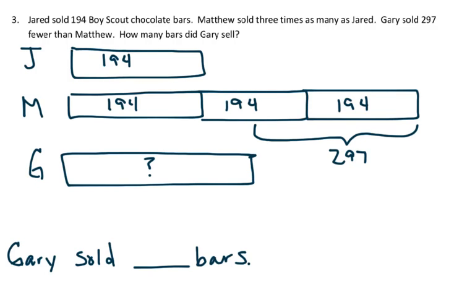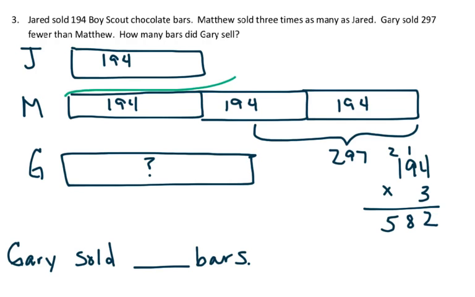So in order to solve this problem, the first thing we're going to need to do is we're going to have to figure out how many Matthew sold. So Matthew was 194, and we're going to multiply it by 3, okay, because it was 3 times as many as Jared. And so that's 582. So let me just change my color here. This whole thing is equal to 582.